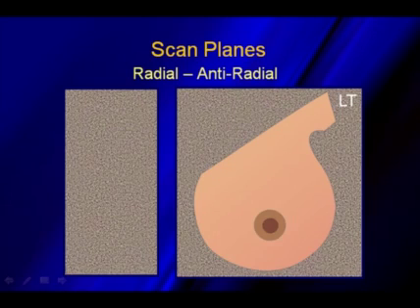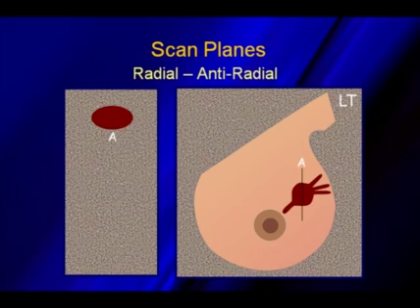Now, as far as scan planes, pretty much everything in the body we scan in a standard longitudinal and transverse scan plane. When we look at breast cancer, breast cancer likes to take the path of least resistance. So if I scan this lesion in my standard longitudinal and transverse, you can see that the lesion looks fairly well circumscribed. With breast lesions, what we prefer to do is scan it in a radial scan plane, very similar to the spokes of a bicycle.